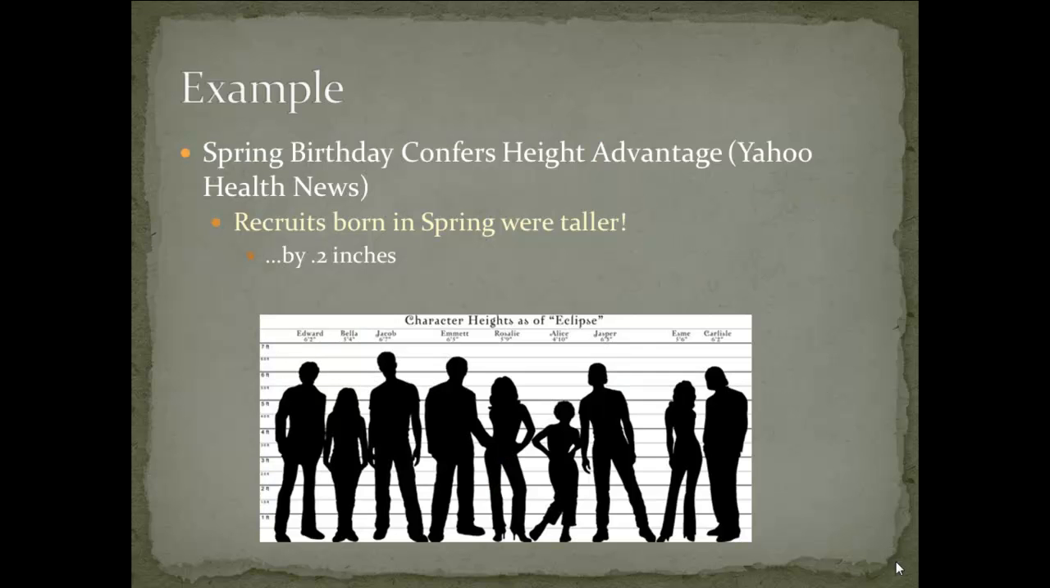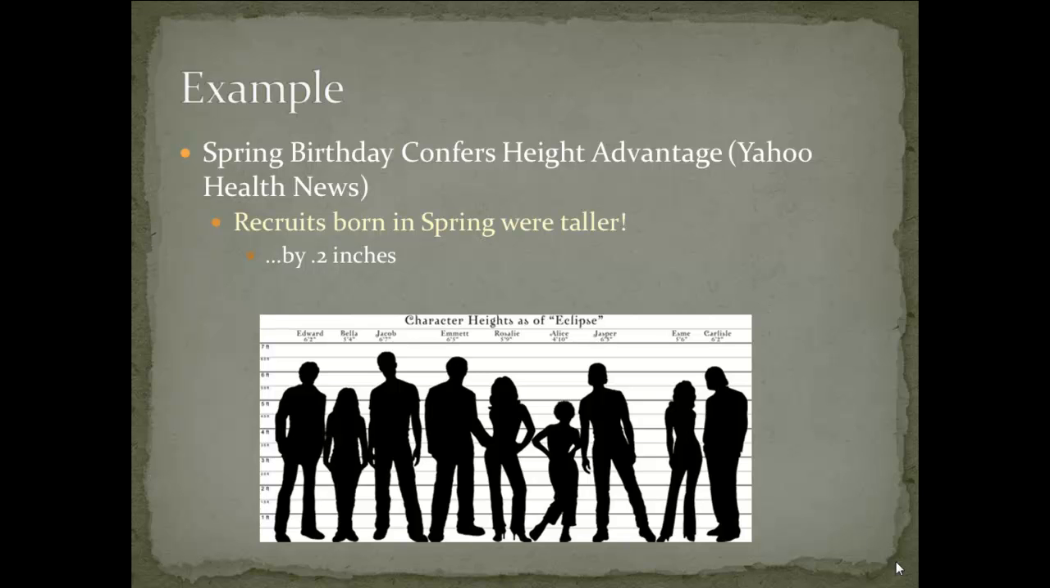One example is from a Yahoo Health News article. Basically, this article was telling parents that if they wanted their kids to be taller, they should make sure that they're born in the spring. Spring babies end up being taller than babies born at other times of the year. And they made a big deal out of this.